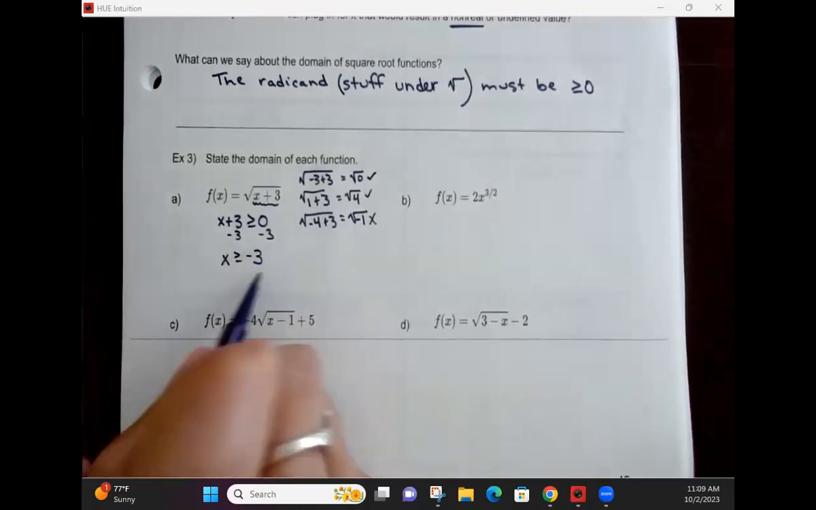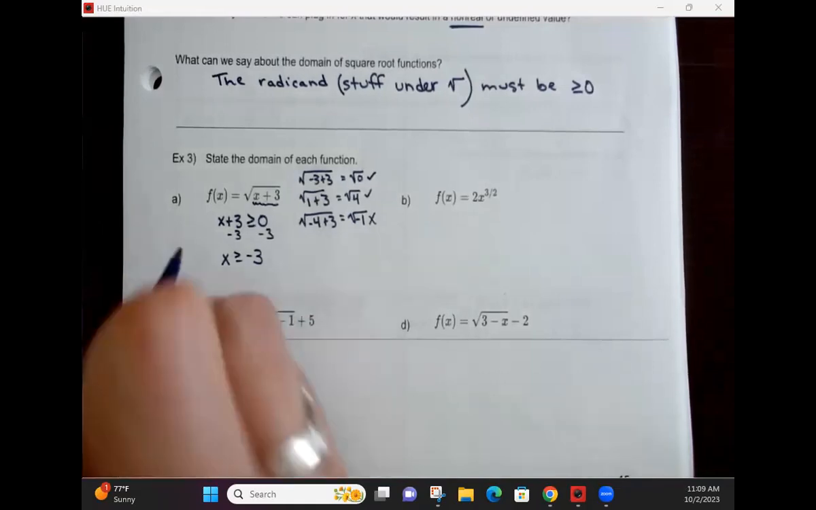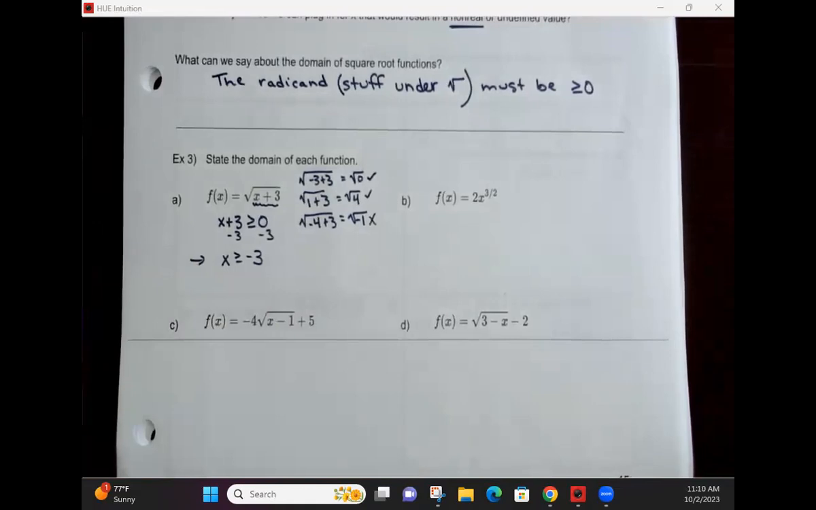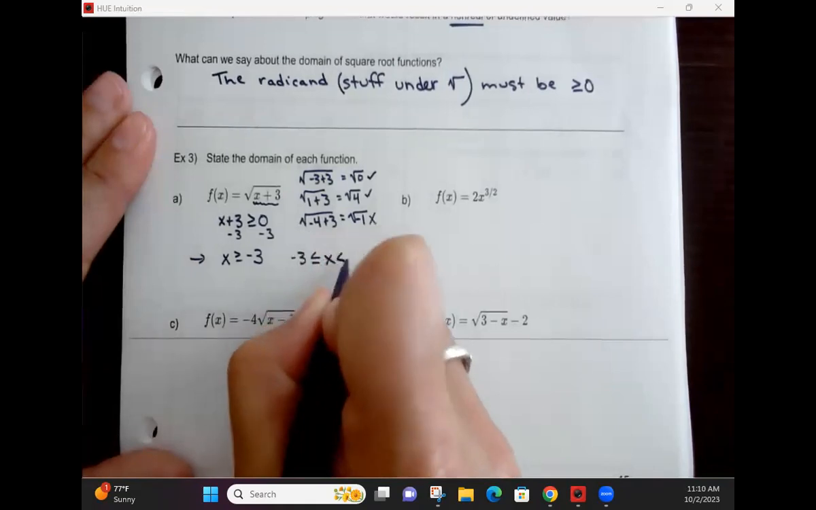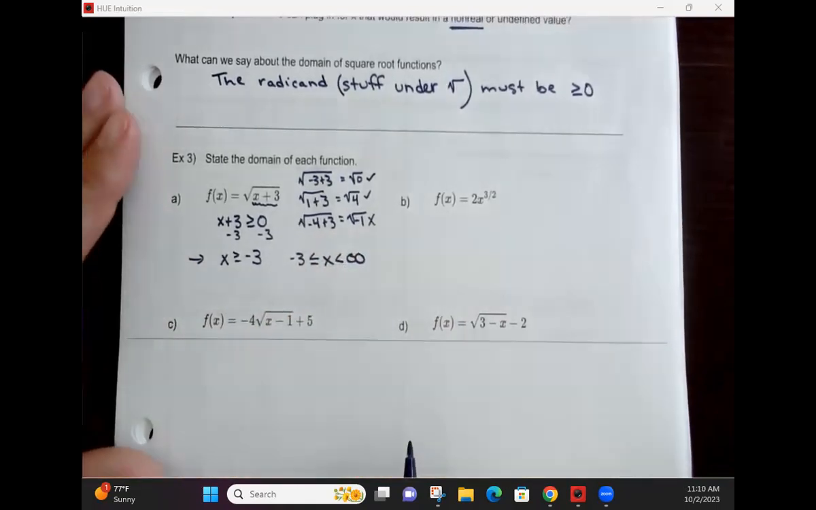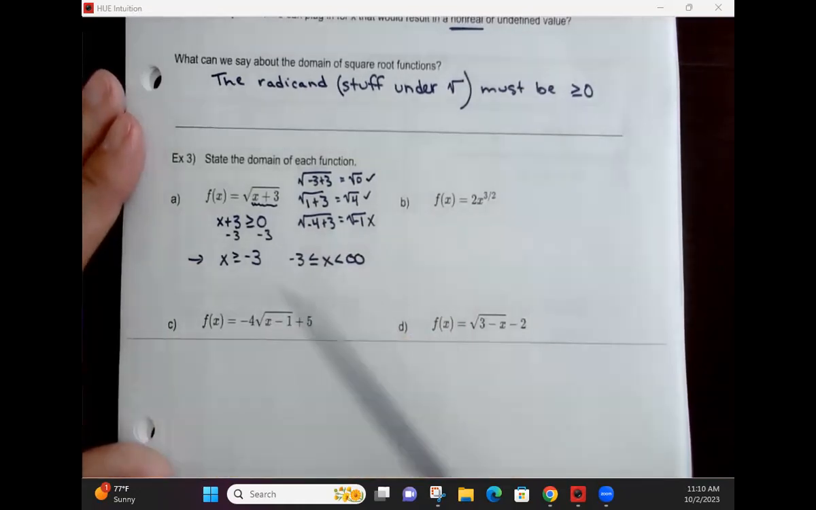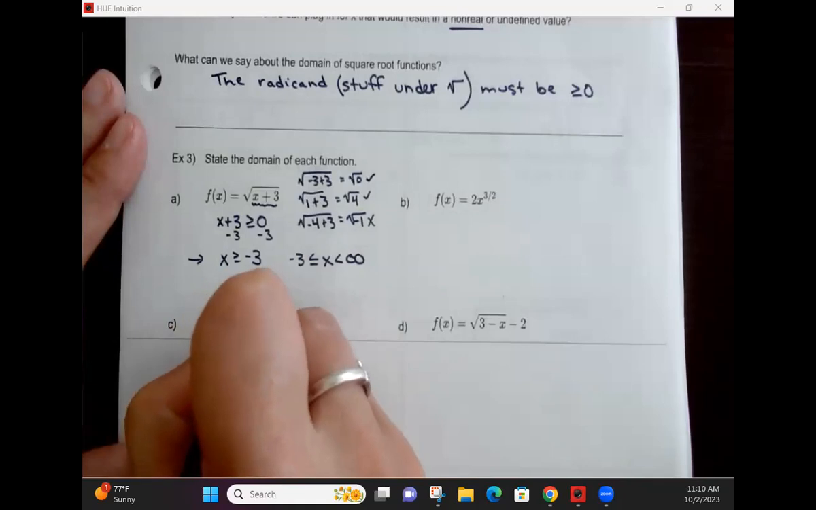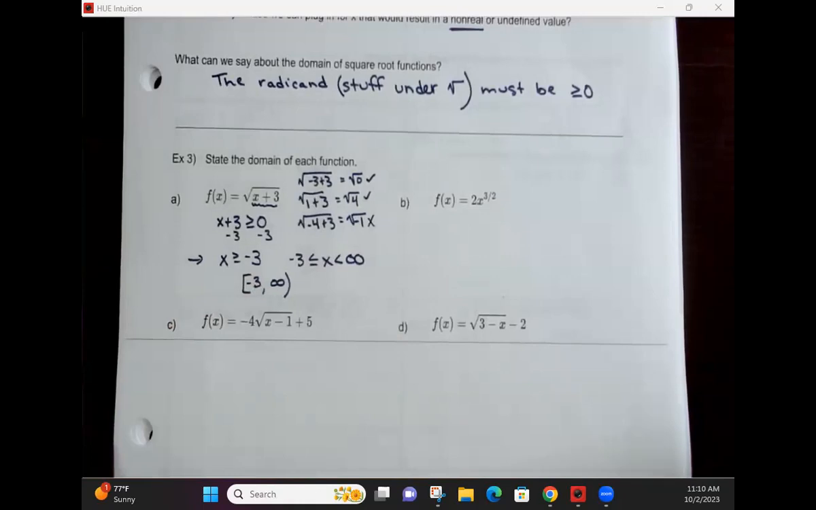Our domain then needs to be all values of x that are greater than or equal to -3. This is okay to give me as your domain. If you like the inequality that's got 3 pieces to it, it would look like this: -3 is less than or equal to x is less than infinity. Or if you like interval notation, anything greater than or equal to -3 would look like that. Bracket at -3 because I can have -3 as a value. It's okay. -3 or bigger, -3 to infinity.